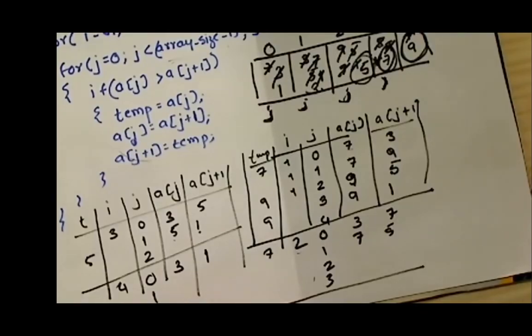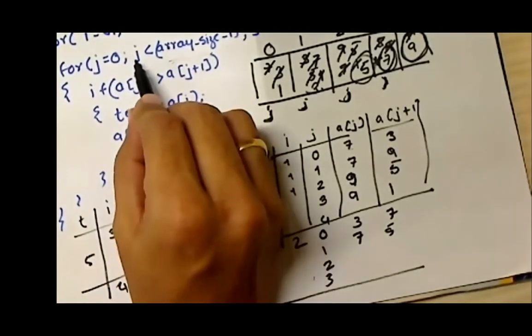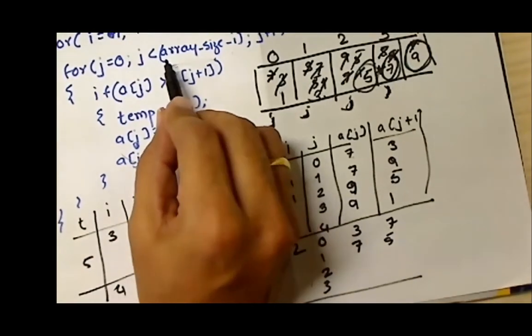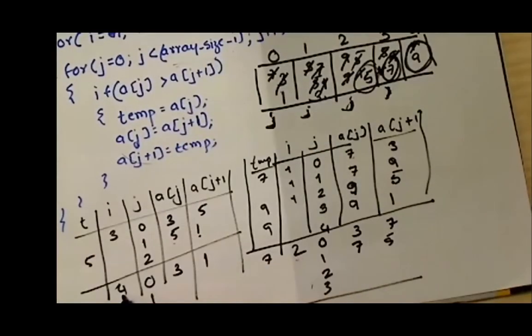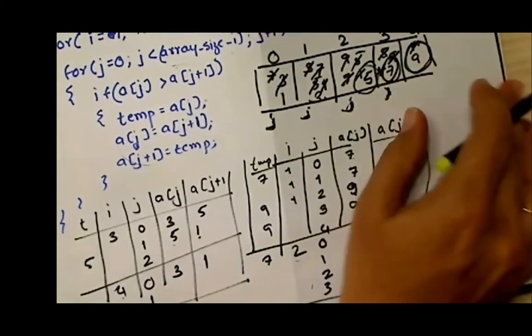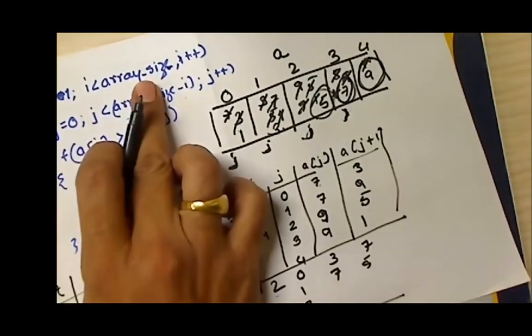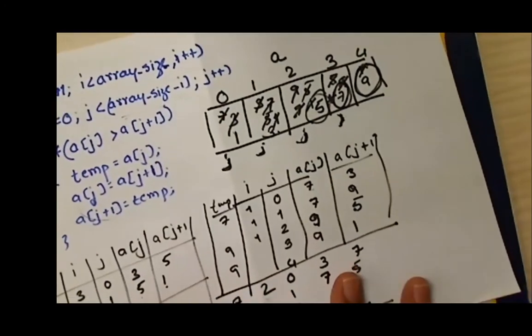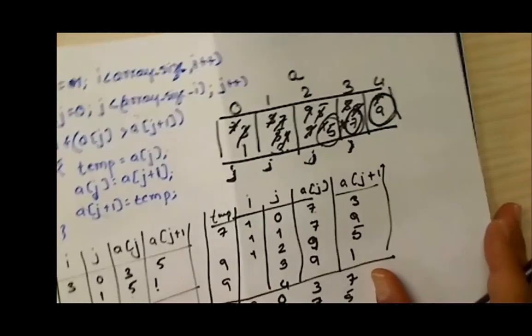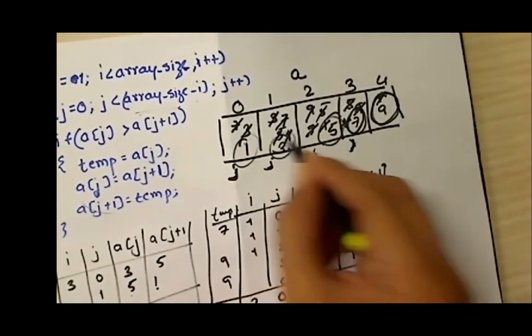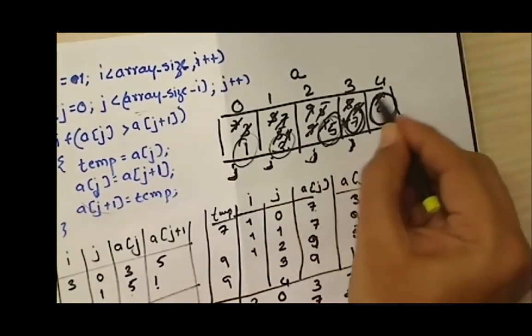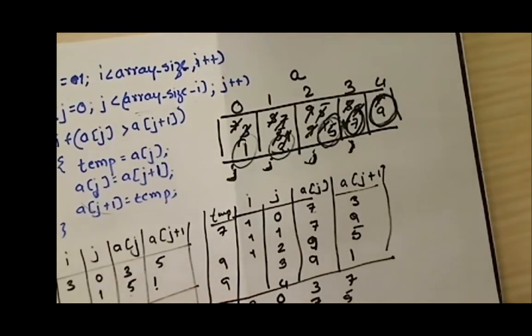The value of j now becomes 1. Here we check j less than array size minus i, where i is 4, so 5 minus 4 is 1. Is 1 less than 1? False, we come out of the loop. i becomes 5, and here we check: is i less than array size, 5 less than 5? False, we come out of the loop. When we come out, we find this is 1, this is 3, this is 5, this is 7 and this is 9. That's how we are sorted.